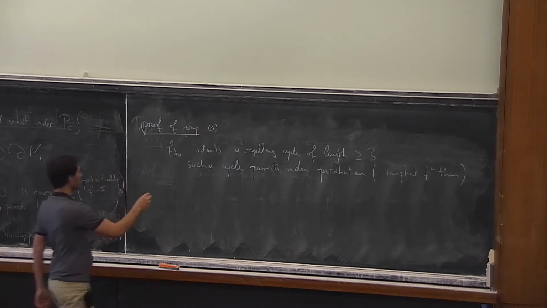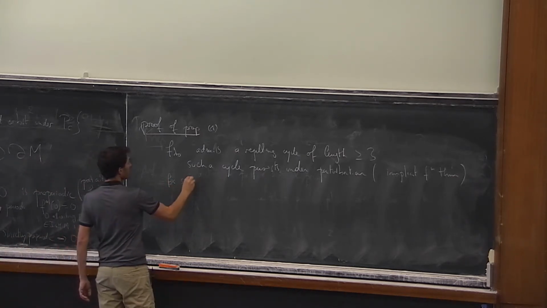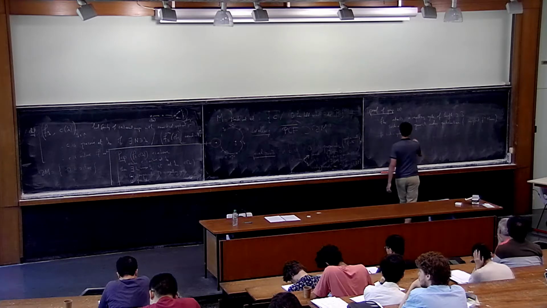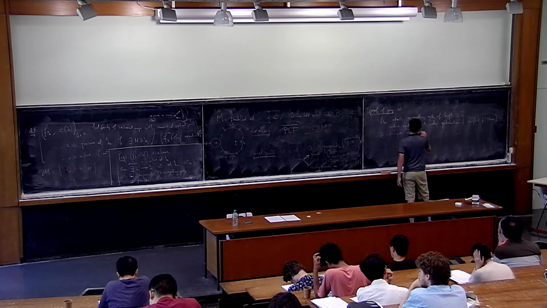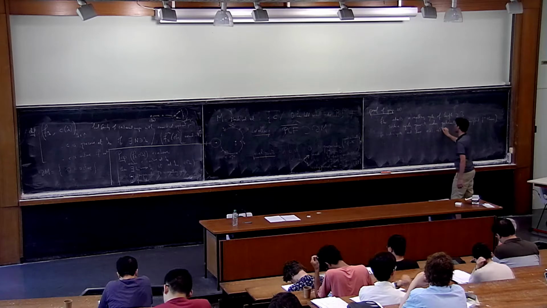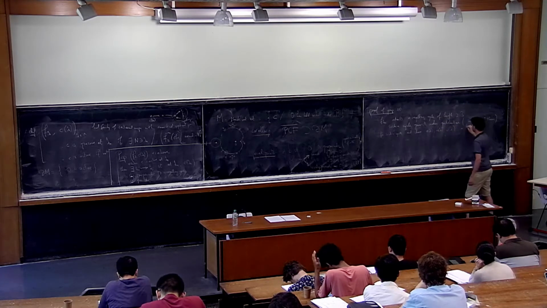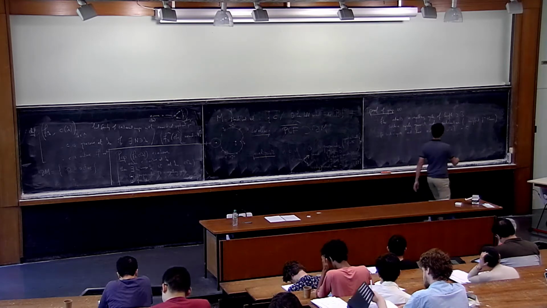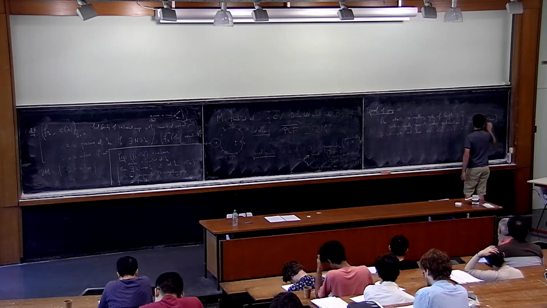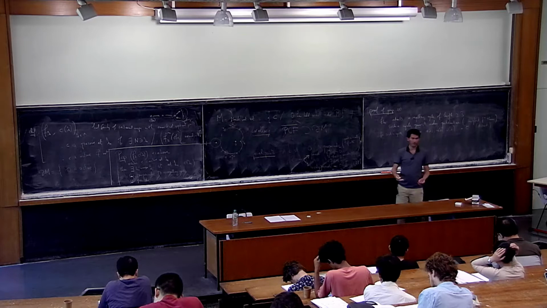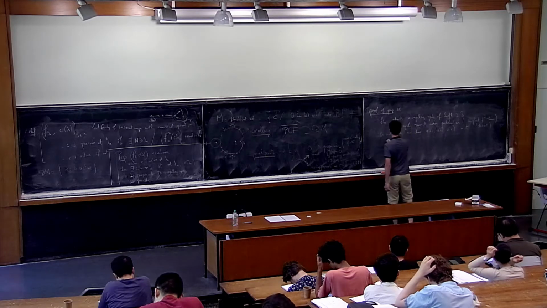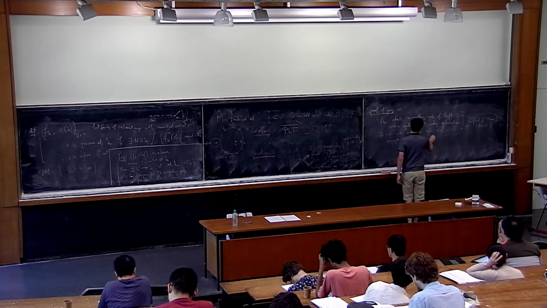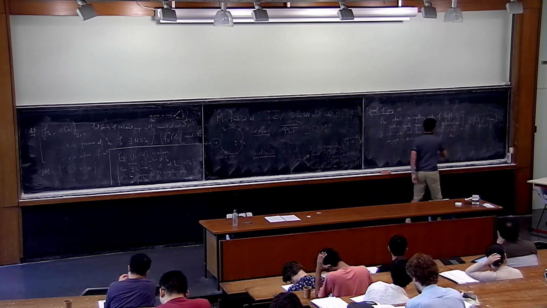Okay, so fix such a cycle, and choose 3 points in the cycle: a of lambda, b of lambda, c of lambda. And they must be distinct because it's a cycle of period n. Now by a Möbius transformation, if you conjugate, you can always assume that these points are 0, 1, and infinity.